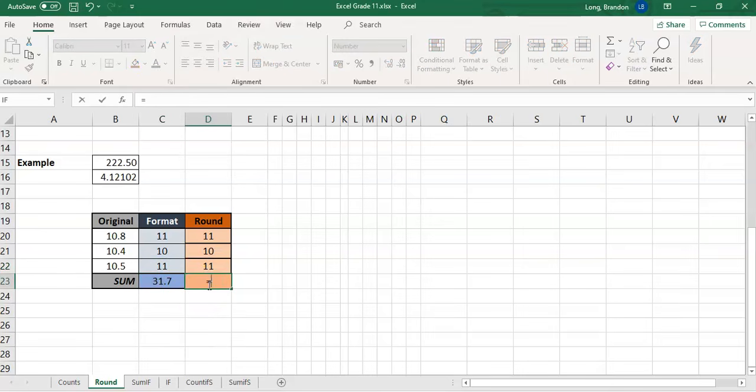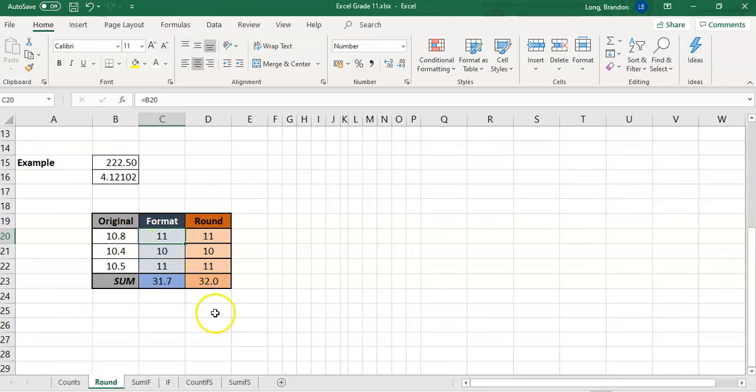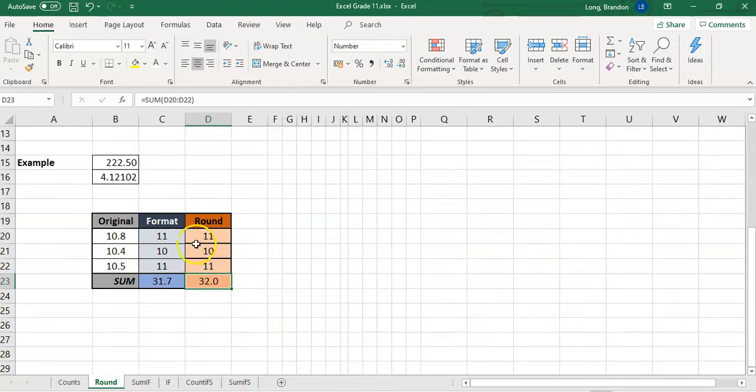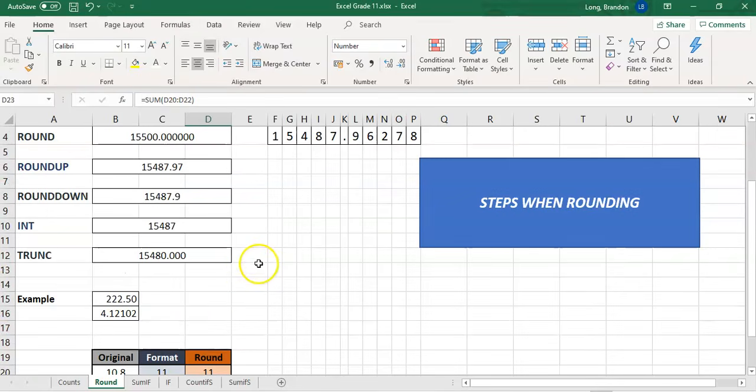Where on this side, if I equal a sum of these numbers, a round physically changes the number, and it will change it to an 11, to a 10 and 11. And so when you sum them, you will get 32.0. So that's why formatting doesn't actually change the number, it just changes what it looks like. But at heart, that number is still what it originally was. If you want to physically change that number, you need to round it or trunc it or int it or something like that. So you need to know the difference between formatting and rounding.